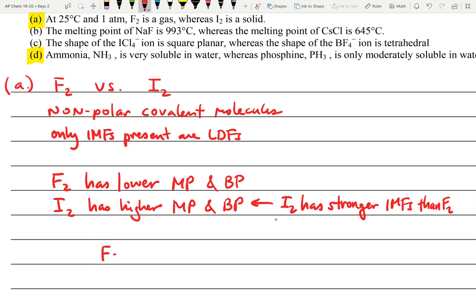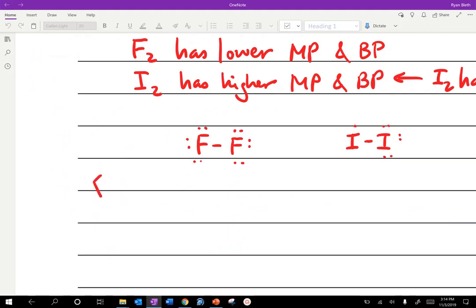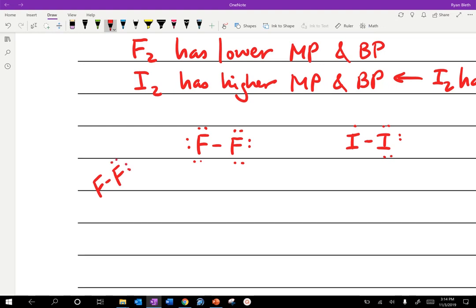Well, F2 is just F2, 2 Fs bonded covalently in a single bond to each other. Iodine is I2, 2 iodines bonded covalently to each other by a single bond. So they're more or less the same. When we talk about LDFs, we're talking about the London dispersion force attractions between 2 fluorine molecules. So the interaction between 2 F2 molecules would be LDFs. Same thing on the other side. The interaction between 2 I2 molecules would be London dispersion forces.